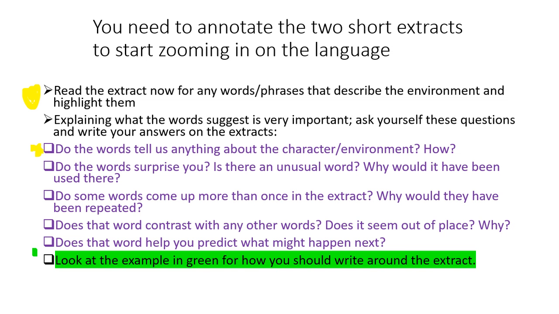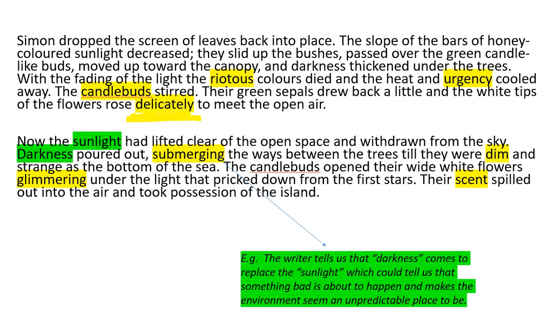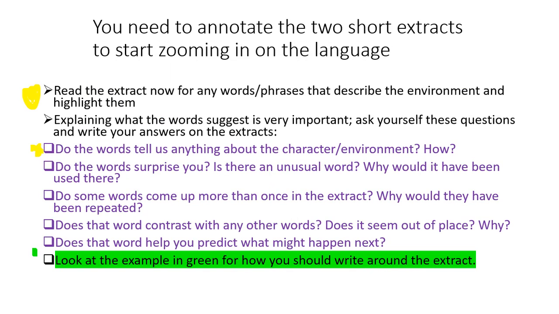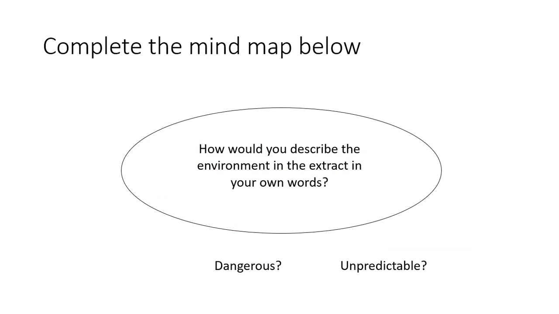We started to highlight and annotate the extract. If you remember, we took words like sunlight and darkness and said what those things mean. Darkness comes to replace the sunlight, which could tell us something bad is about to happen. In our planning, we thought about the environment in our own words, and there's a lot going on here to do with unpredictability.